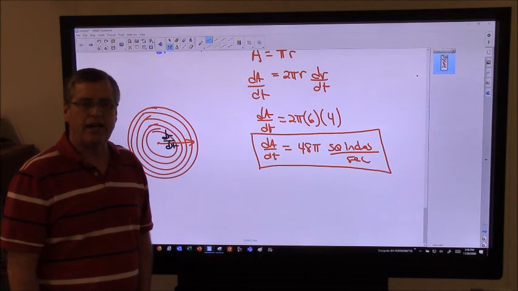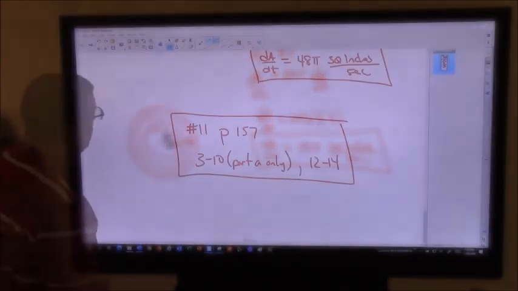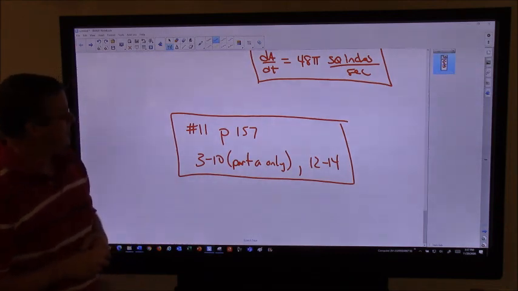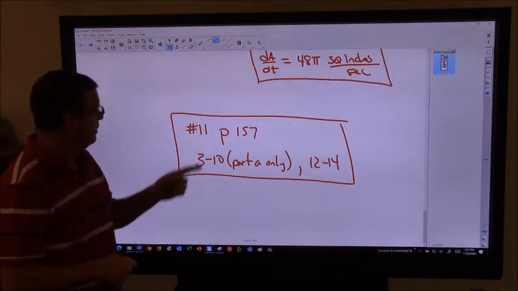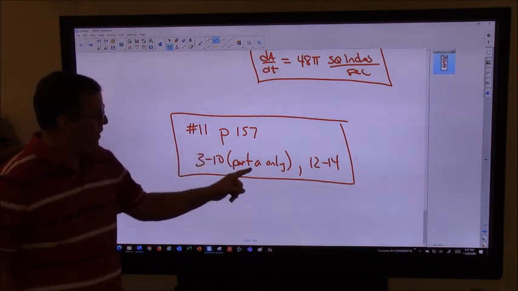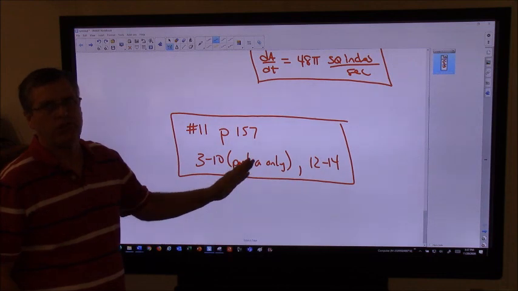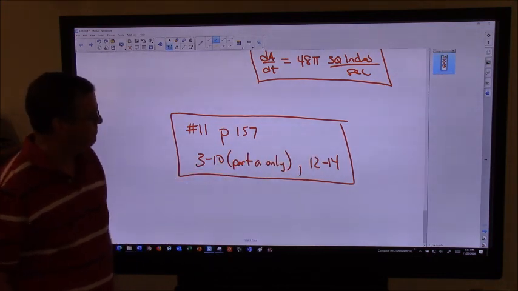So let me get you guys a homework assignment. We've got assignment number 11. This is week 11. This is the only assignment for this week. Page 157. We're going to do 3 to 10, part A only. There's like an ABC. Just do part A. Okay? And then we're going to do 12 to 14.